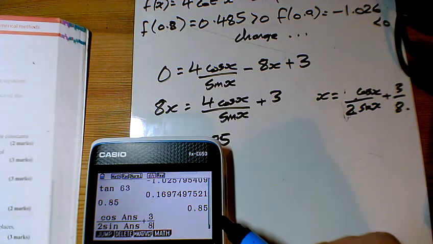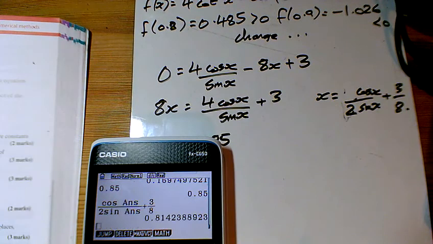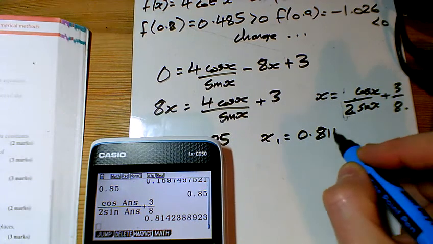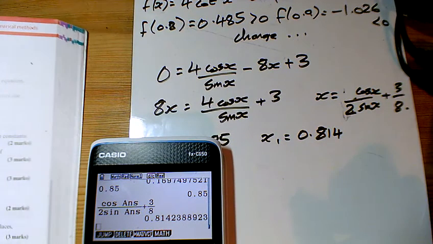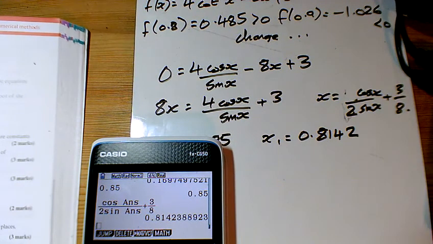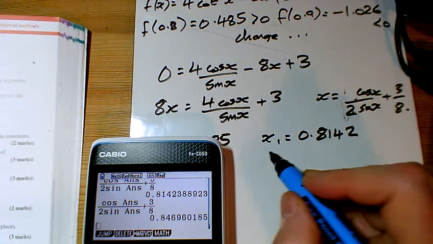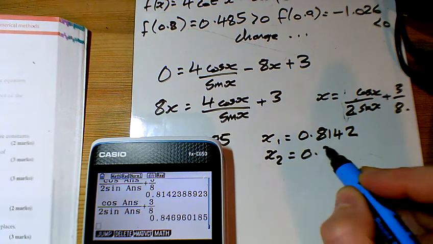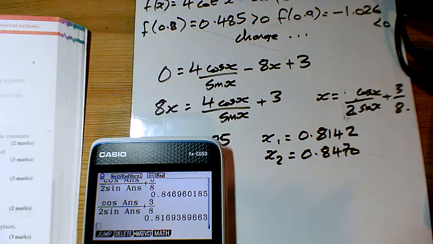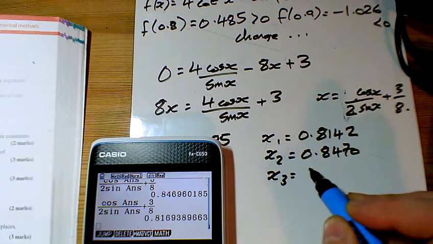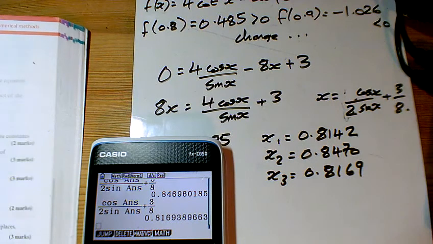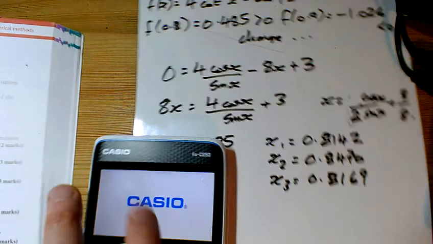So I've got my 0.85 set up, I've got my formula set up there, and so my x1 is 0.814. Are we 3 decimal places like usual? Oh no, 4 decimal places this time. So I need a 2 there as well. Next one, I've got x2 is 0.84696, so that's 70. And x3, I've got 0.8169, and that's all it wants us to do there.